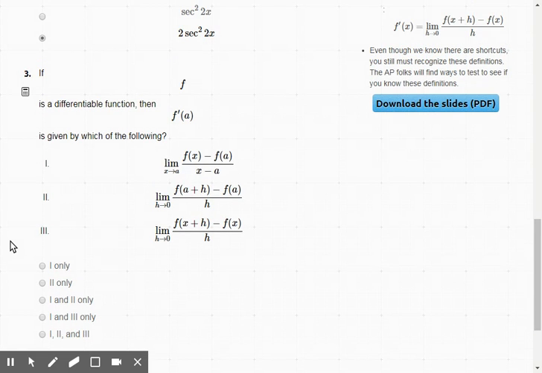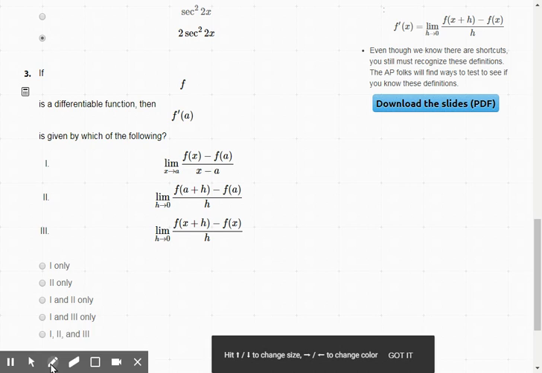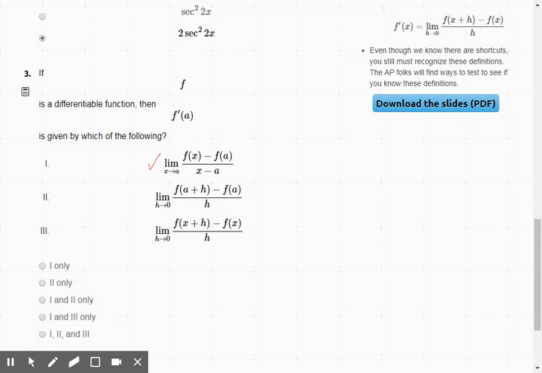All right, and then question number 3, they're just asking us which of these is valid for the limit definition. So it wants f prime of a, the derivative at a point, okay, the derivative at a point. So the first one is an option for finding the derivative at a point. As x approaches a, f of x minus f of a over x minus a. Okay, the second one is also valid. F of a plus h, it's just replacing the x with the specific point a that we're asking about. So the second one works as well.